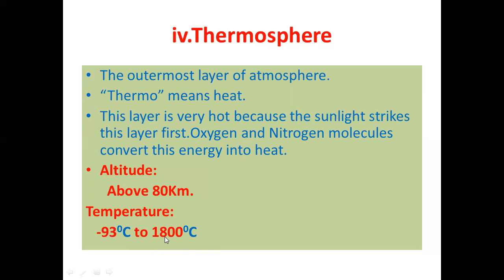So the reason why the temperature of the thermosphere is very high is that the sunlight directly falls on this layer. This is the layer which is closest to the sun, and definitely the sunlight falls first on this layer.